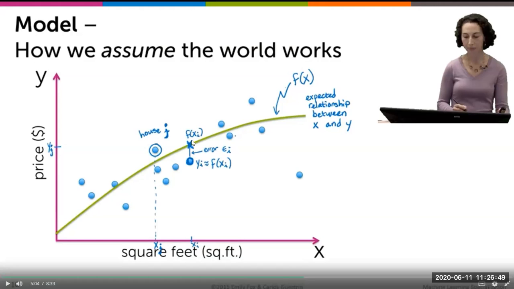Right here, it's f of xi, right? That's the height on the line. Does everyone agree with that? Yes. Okay, that's the height on the line. And how do we denote the actual price?